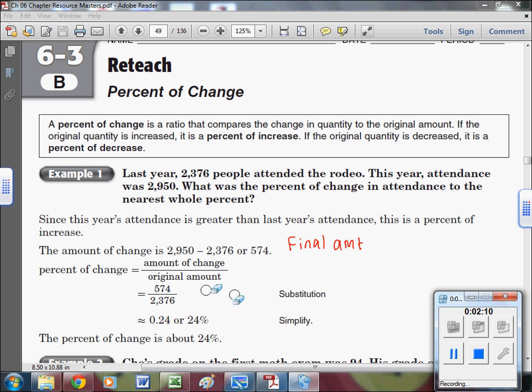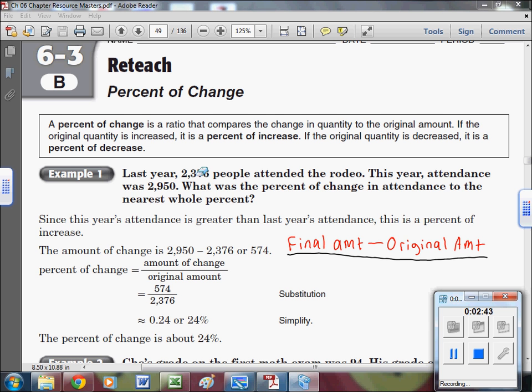I'm going to put AMT for amount, and then you're going to subtract the original amount, or the starting amount, wherever it came from. The original amount. Again, I'm going to use AMT. If you do that, that can be the top of your fraction. If you did the final amount minus the original amount, that'll tell you how much changed. And that makes sense. If we do 2,950 and we subtract 2,376, it'll tell us clearly more people showed up. So we already know it's going to be an increase, but that'll tell us how much it increased.